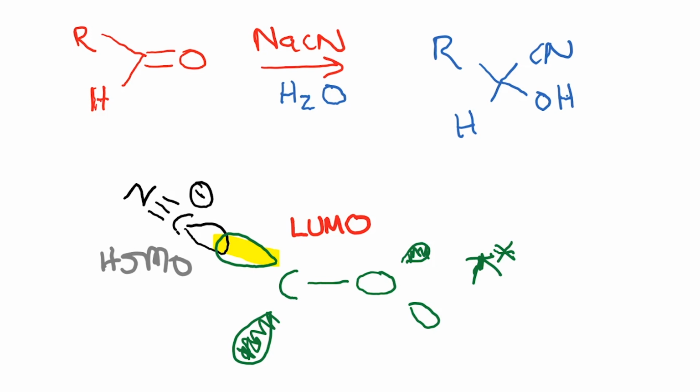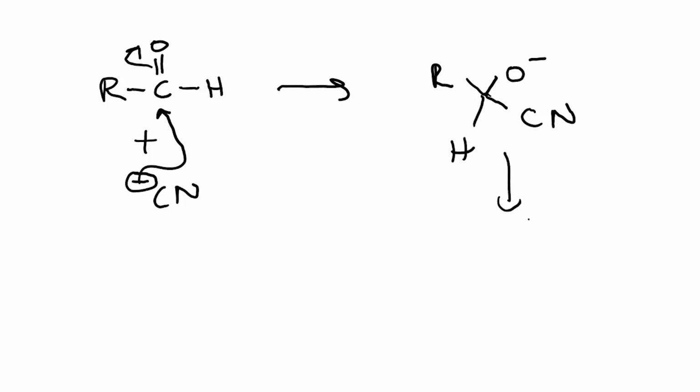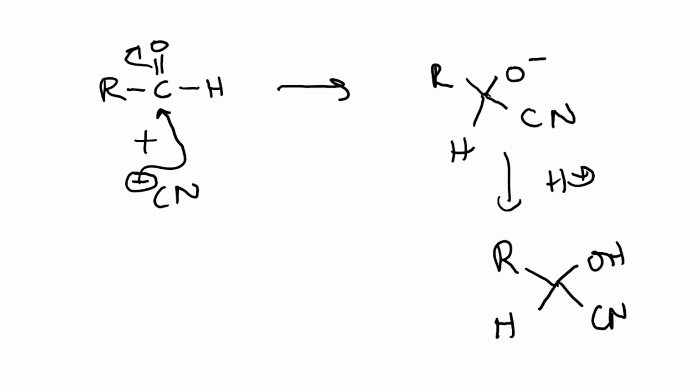Now what happens after the addition occurs? If you want to do an arrow pushing mechanism, then the way we would represent this is R C double bond O H plus CN minus. CN minus is going to attack here. This opens up, and then it picks up a proton. You know the rest of the mechanism. So it picks up an H plus and forms R, OH, CN and H. This is called the cyanohydrin.